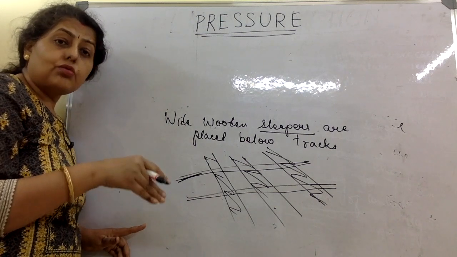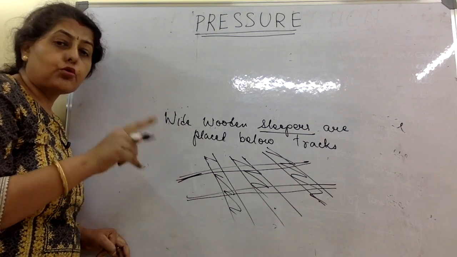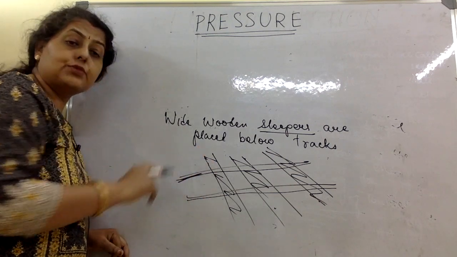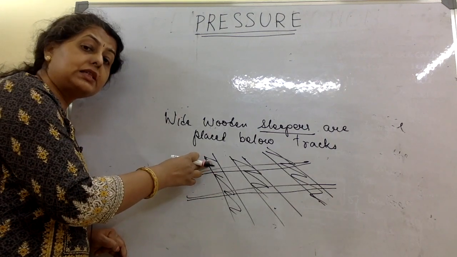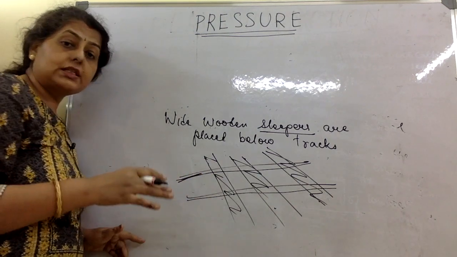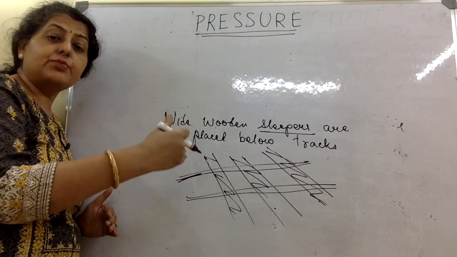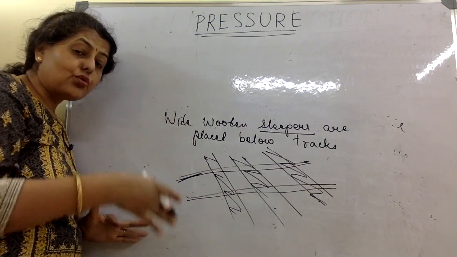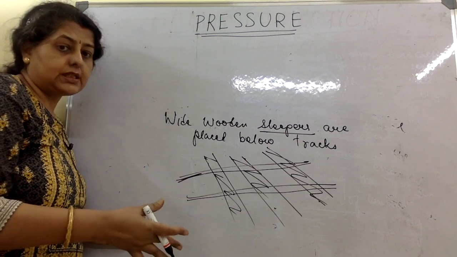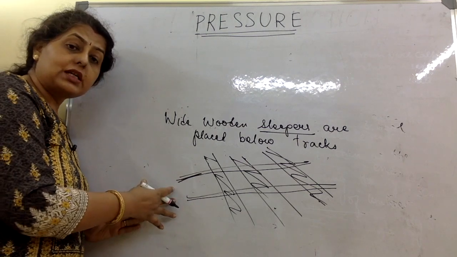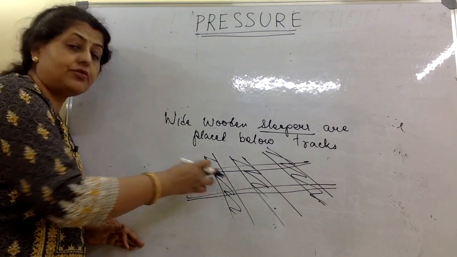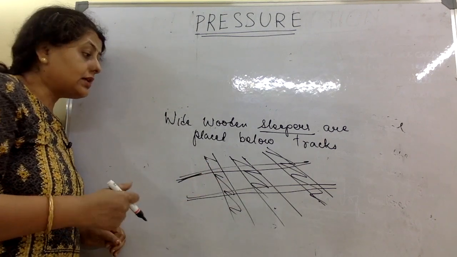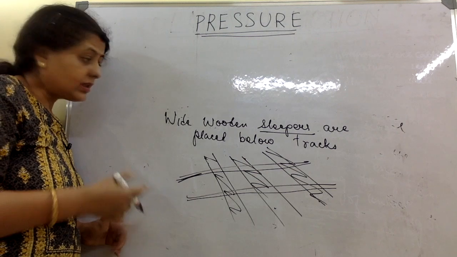So what can stop them from going into the ground are these wooden sleepers. The actual pressure of the train is taken by these wooden sleepers. Since these wooden sleepers are wide, they don't go into the ground so easily. So the train can run normally. That's the reason we have to use these wooden sleepers. So that is again one use.